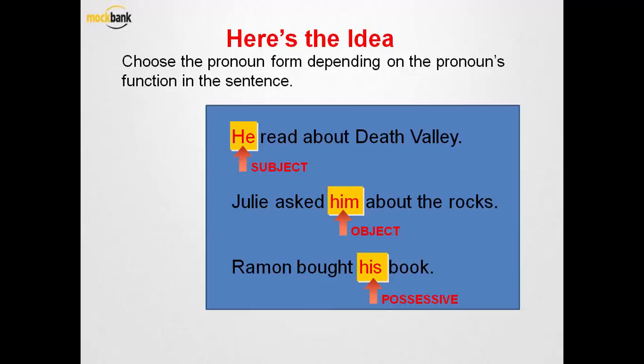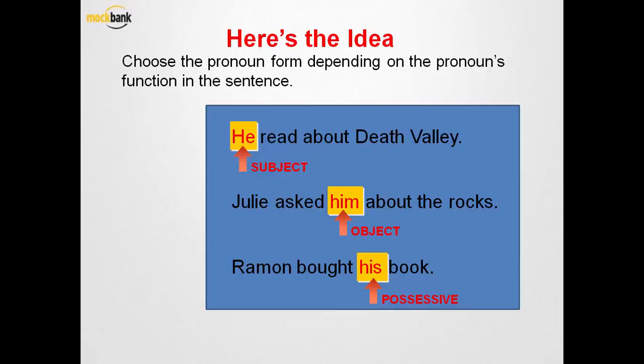In this slide, let's understand how we differentiate between the three kinds of pronouns. He read about Death Valley. Who read about Death Valley? The answer would be he. That means he will go on to become the subject.